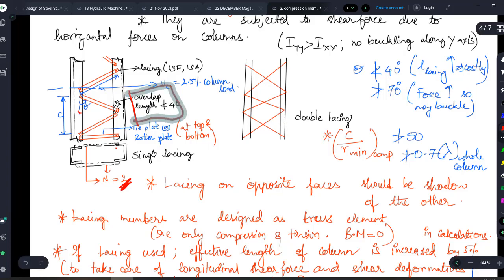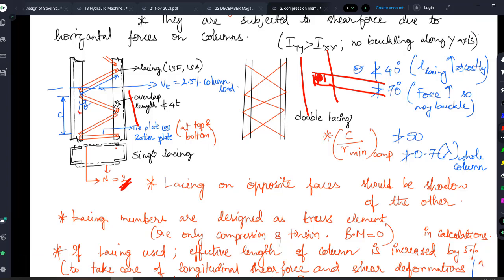Okay, so whenever you are placing a lacing on your column, obviously you have to overlap it with certain distance, right? You can't just, for example, this is your column, keep placing at the beginning and move on, right? That cannot happen. So there should be certain distance, it should be going inside your column. Whatever the overlap length is, it should not be less than 4 times the thickness of your lacing. Okay, 4 times the thickness of your lacing.